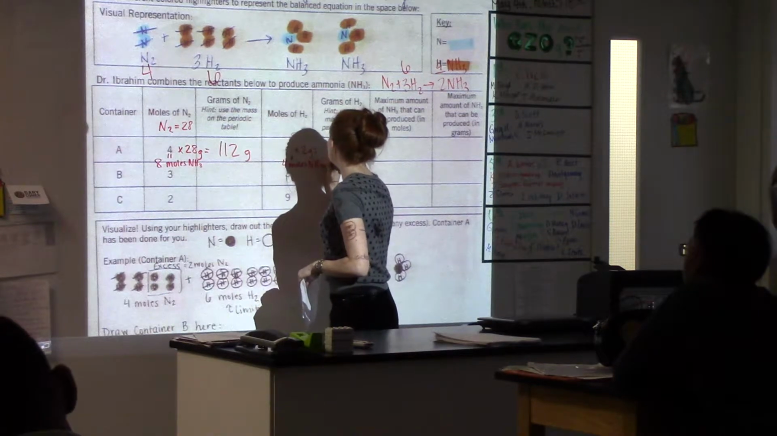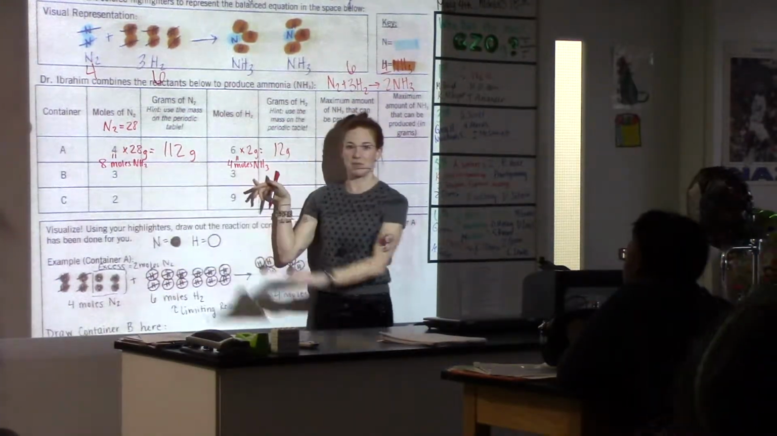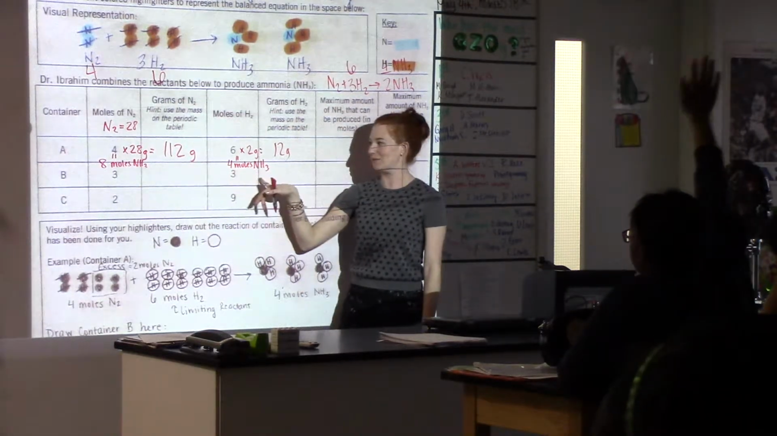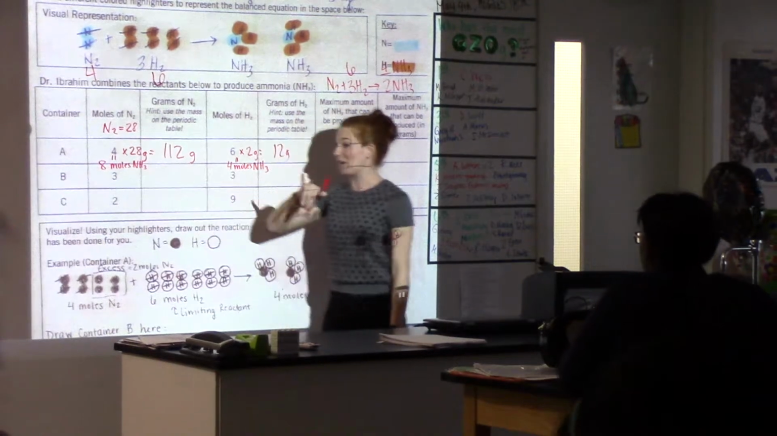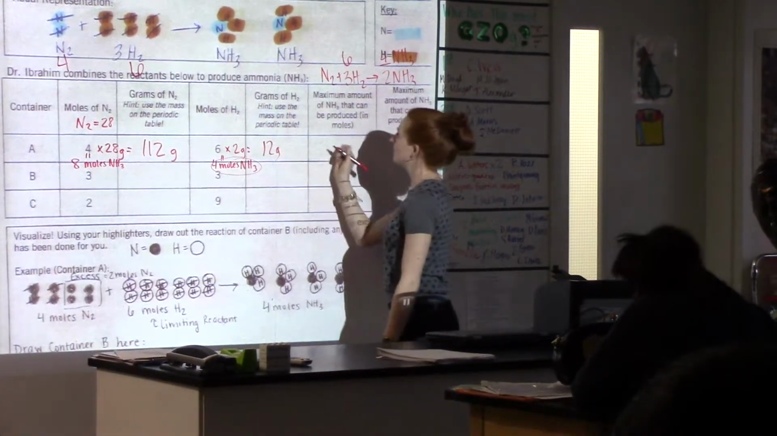Now let's look at our possibilities. I could make 4 NH3s or 8. How much can we really make? What do you think? 4. Why the lowest? Why should it be 4, not 8?